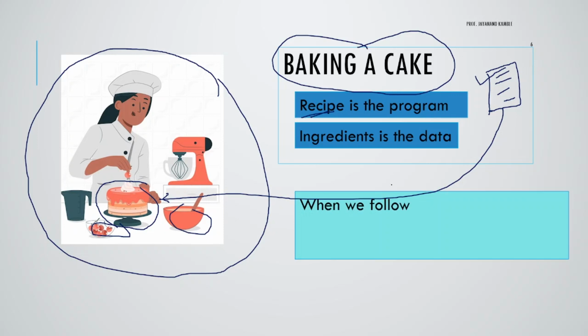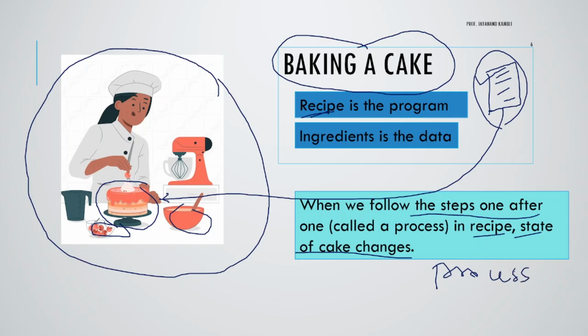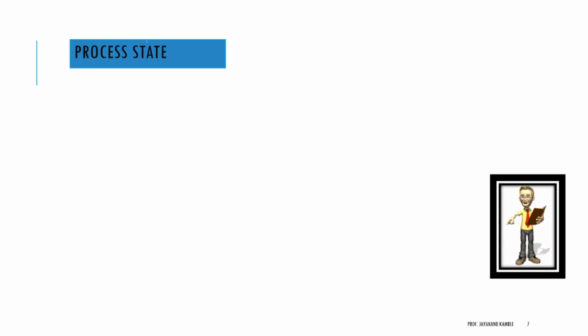So when we follow the steps one after another in the recipe, the state of the cake changes, and at the end we get the complete cake. So here the recipe is nothing but the program, and when we are following the steps one by one and the state of the cake is changing, that is called a process. So I hope this example clears the difference between program and process.